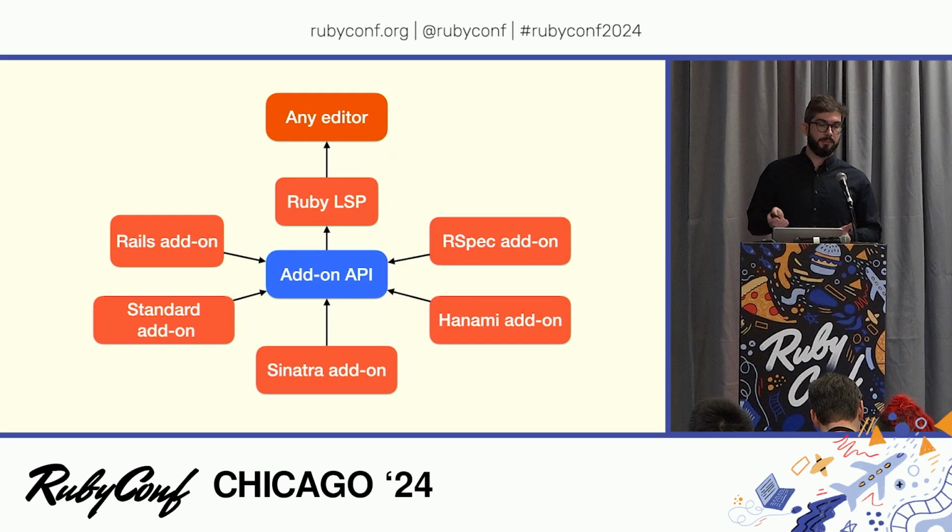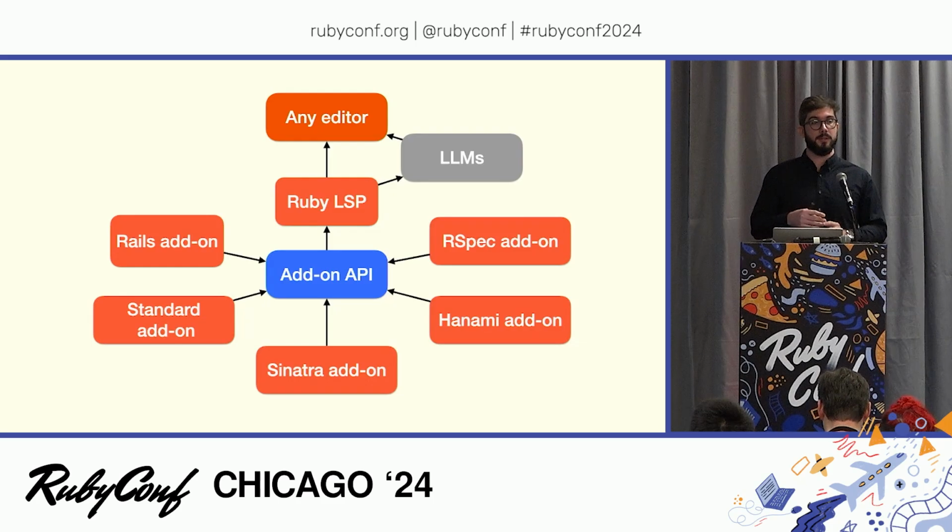And in the age of artificial intelligence, if your editor has an LLM, and if it provides an API that the Ruby LSP could use to provide extra information to the LLM, then we could make it so that the Ruby LSP will provide extra information and extra context based on what you're currently editing, but also based on everything that was contributed by add-ons. This doesn't exist at the moment. These APIs are not available, but I'm hoping they will be available soon.